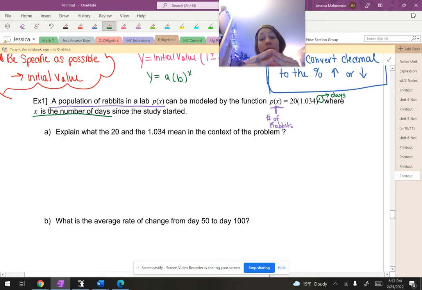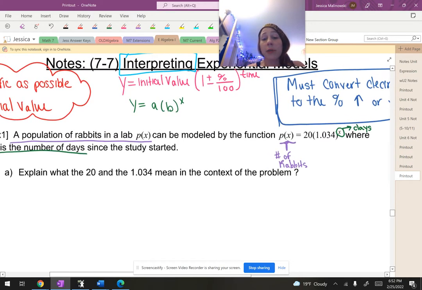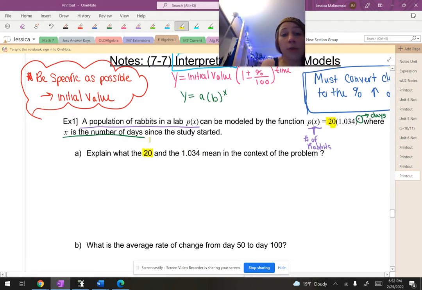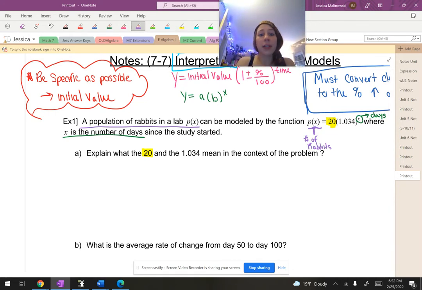Neither of those answer the question about what the 20 or the 1.034 are. So important to understand that. Remember, going back to our initial formula here, y equals that initial value. So the 20 is in the spot of the initial value. What's this problem talking about, though? The initial value of rabbits in a lab. X is the number of days since the study started, so it's the initial number of rabbits before the study has begun.